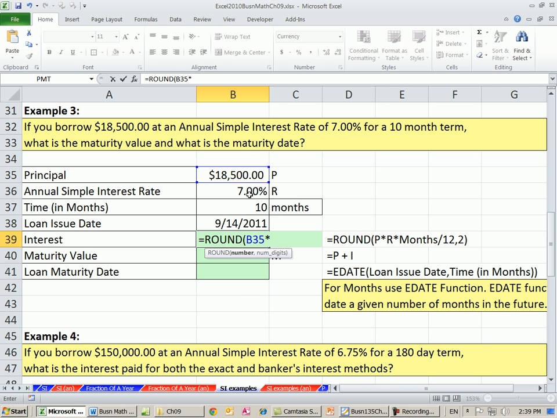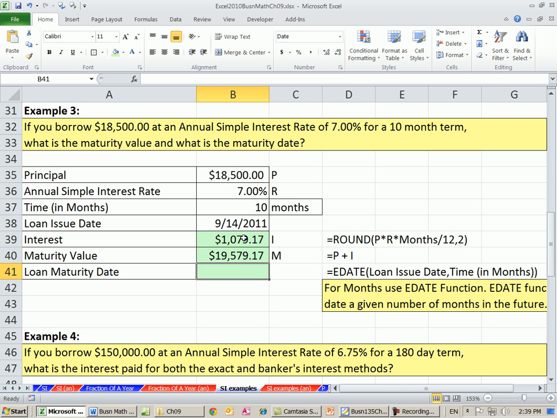Principal times rate times time. That's 10, but we have to divide by 12 to get fraction of a year, comma 2. Okay, wow, that's a lot of interest, right? Well, you borrowed $18,500, right? In 10 months, you're going to pay back this and the interest. So the maturity value will be principal plus interest.